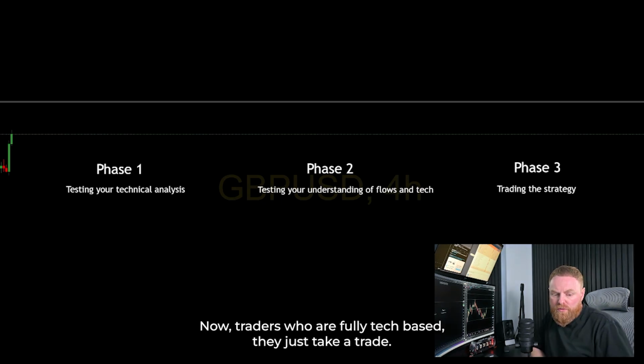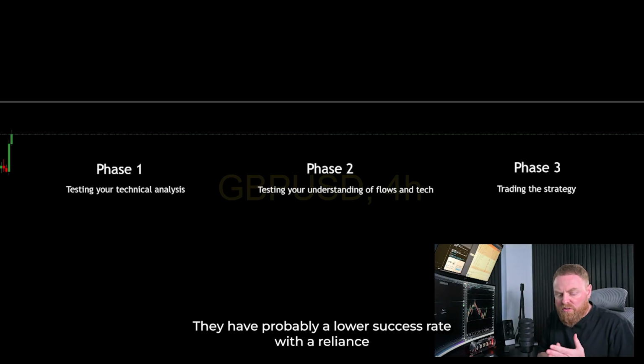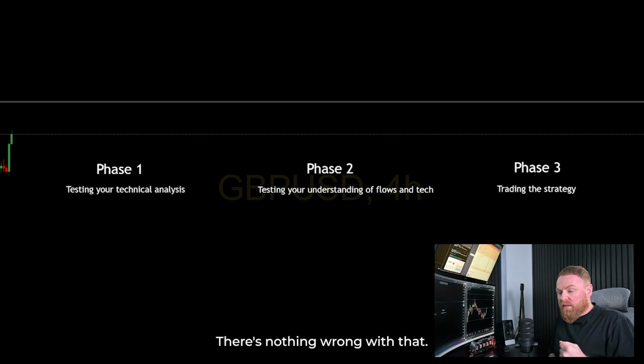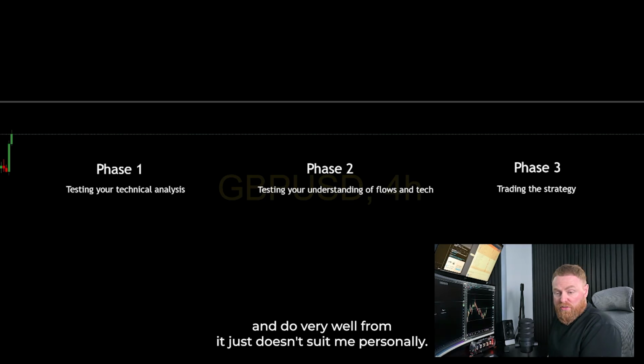You are just executing a strategy, following a process. Now, traders who are fully tech-based, they just take a trade no matter what market environment. They don't care. They have probably a lower success rate with a reliance on risk reward to make profit from the market. There's nothing wrong with that. Thousands of traders have that approach to the market and do very well from it. It just doesn't suit me personally.